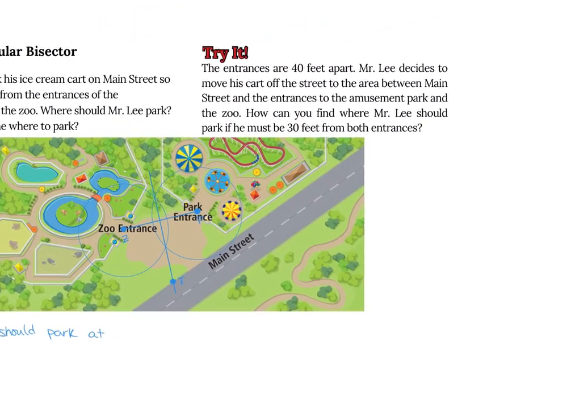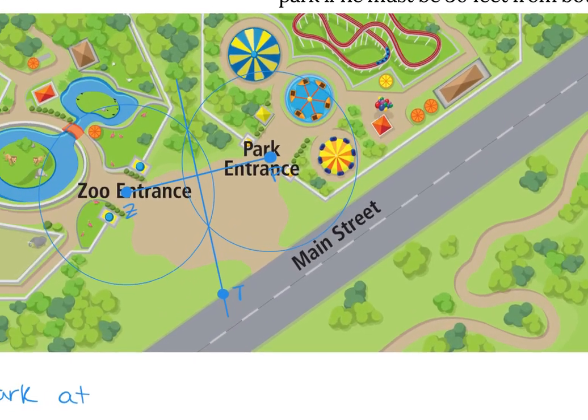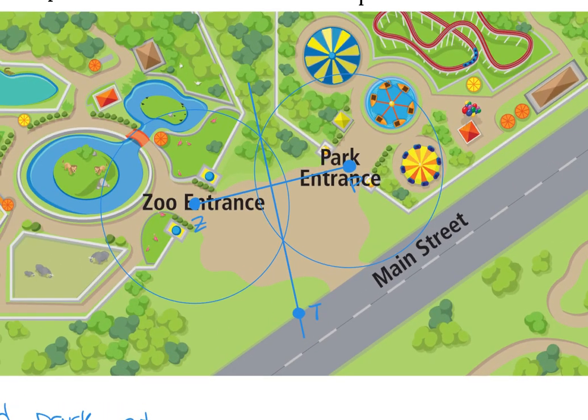Try it. The entrances are 40 feet apart. Mr. Lee decides to move his cart off the street to the area between Main Street and the entrances to the amusement park and the zoo. How can you find where Mr. Lee should park if he must be 30 feet from both entrances? Okay, so they're telling us that the entrances are 40 feet apart. That means this would be 20 feet and this would be 20 feet.